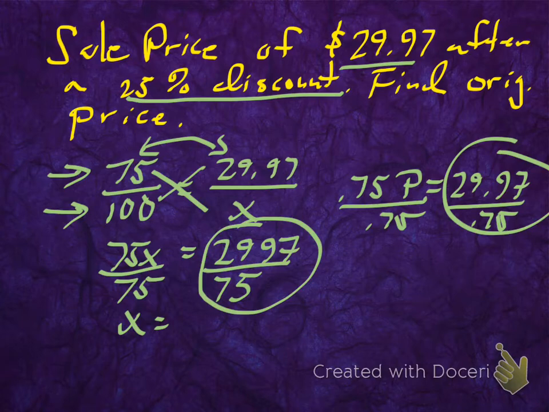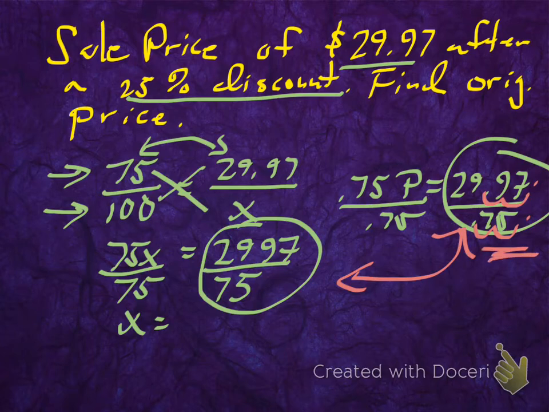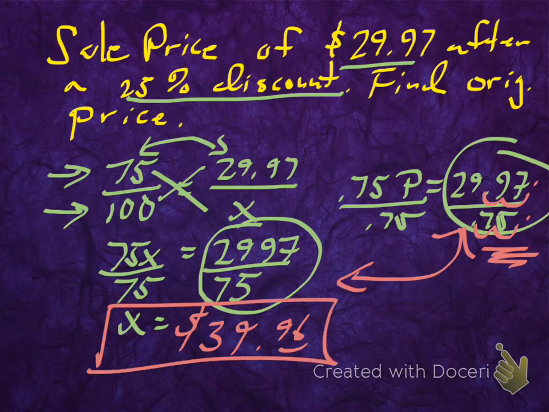And if you recall decimal division from the beginning of the year, all I'm going to do at the beginning of this division problem is move the decimals to the right. So these are really the exact same problem. Now to finish this up, if I take 29.97 and I divide by 75, I'm dividing by a decimal, so I should get an answer a little bit bigger than I started with, and sure enough I get $39.96.